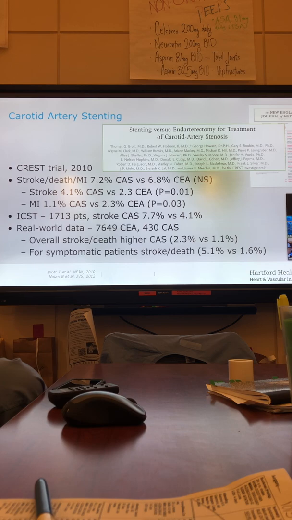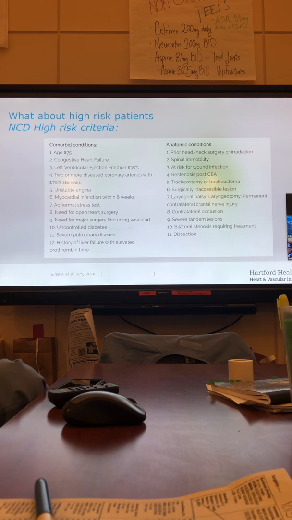This has been repeated in other trials and in real-world data, and I'll just go through a couple other things here. This is the national coverage decision, high-risk criteria. This is what Medicare says qualifies a patient as high risk. And this is important because in the United States, if you want to put a carotid stent in somebody for asymptomatic disease, the patient has to have high-risk criteria.